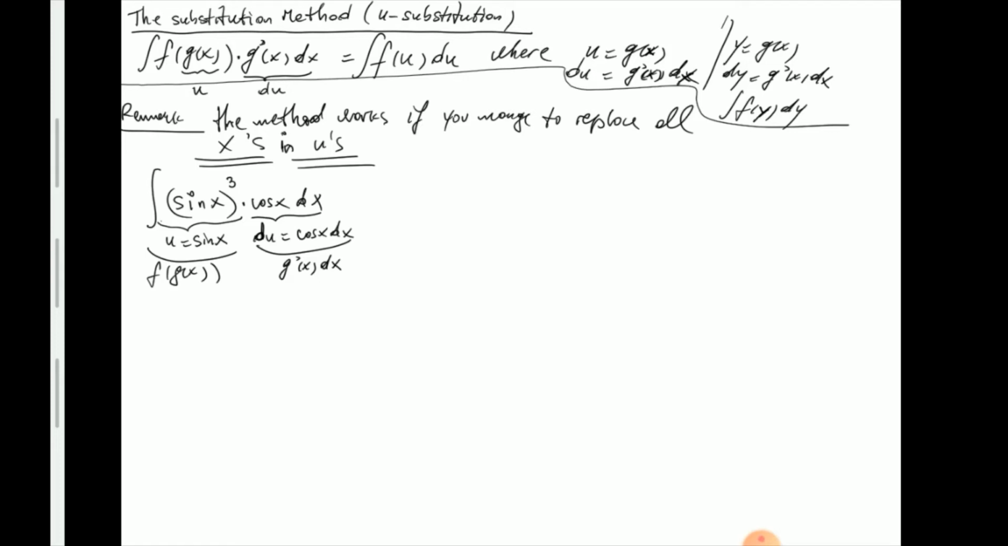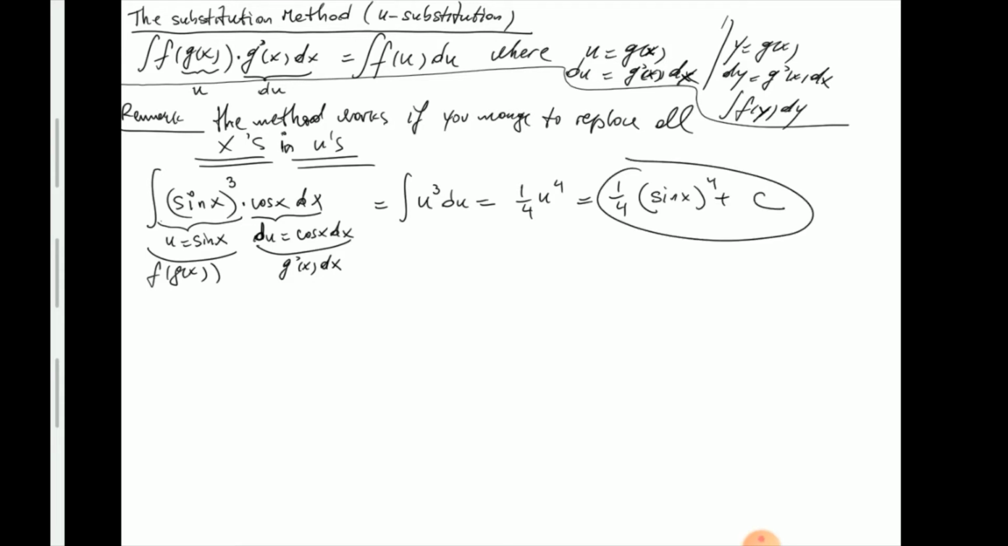If I make this substitution, so I replace sine of x with u, cosine of x dx becomes du, then it's just a matter of using the power rule, 1/4 u to the 4, and then reverting back to the original substitution. So u is sine of x, and then plus the constant of integration. And that's your answer.